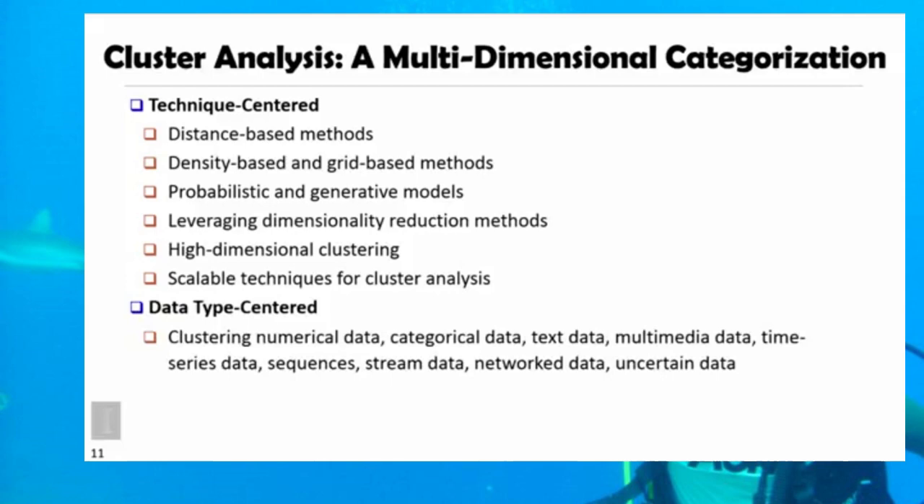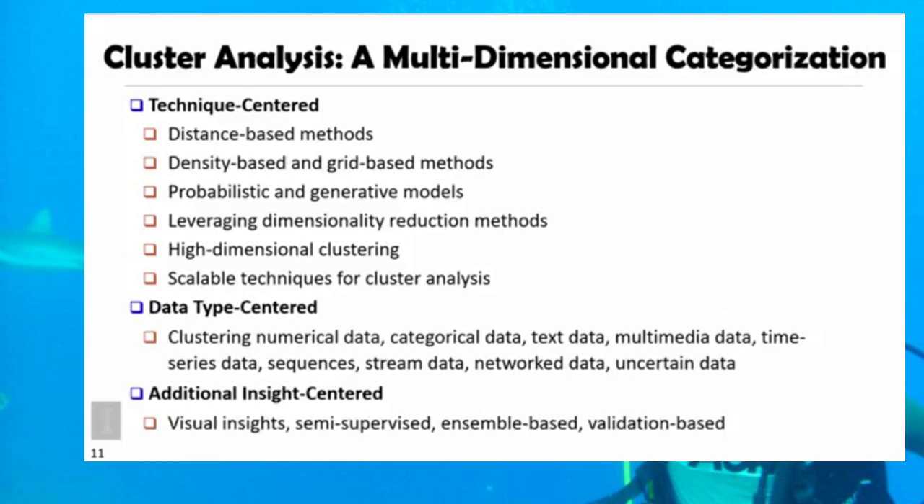And the second categorization is based on data type. That means different kinds of data types likely will use rather different clustering methods. For example, how to cluster numerical data, category data, text data, multimedia data, time series data, sequence data, stream data, network data, or uncertain data.